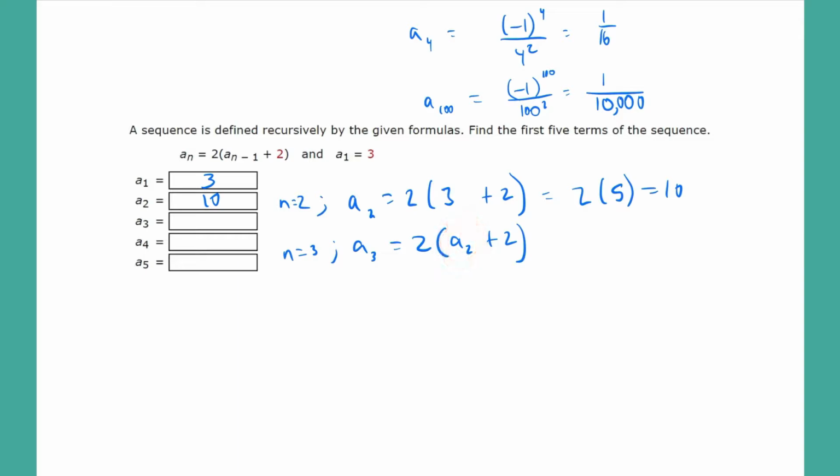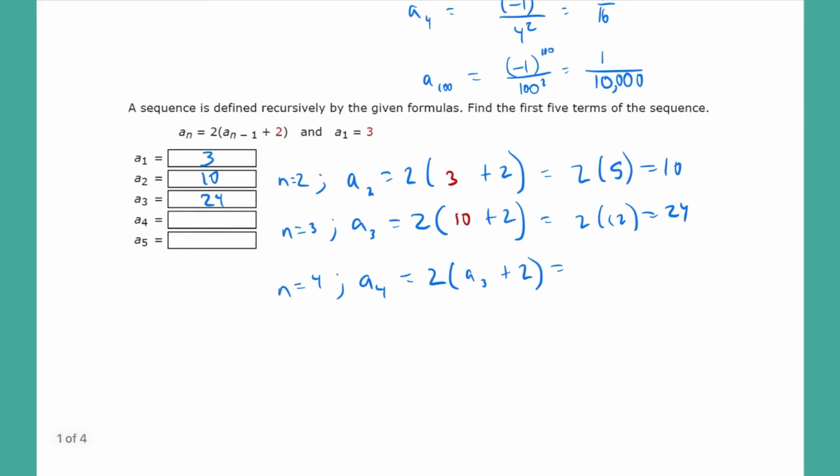All right, and then we already know what a sub 2 is. We just found out in the previous step it is 10. So I'm going to erase this and plug in a 10 there. I'll plug that one in red as well. All right, and so now if we evaluate that, it's going to be 2 times 12, which is 24. And so on and so on. For the next one, it's 4 for n. A sub 4 is equal to 2 times a sub 3 plus 2.